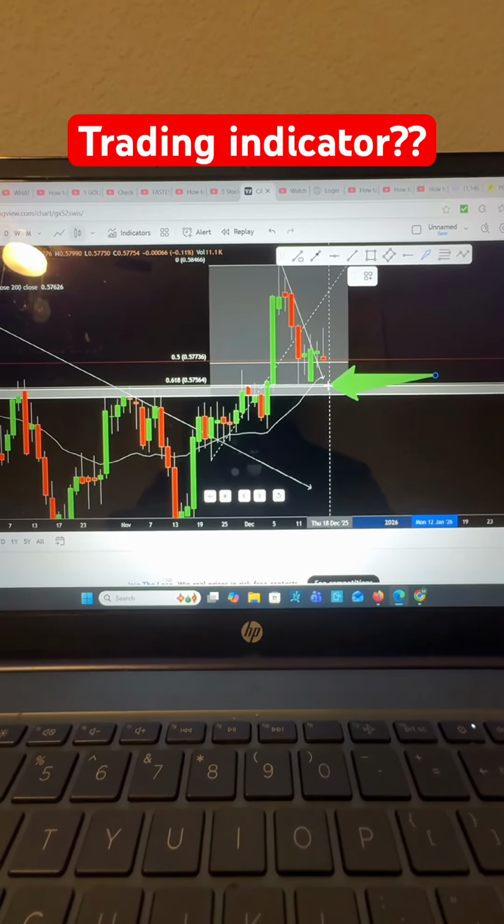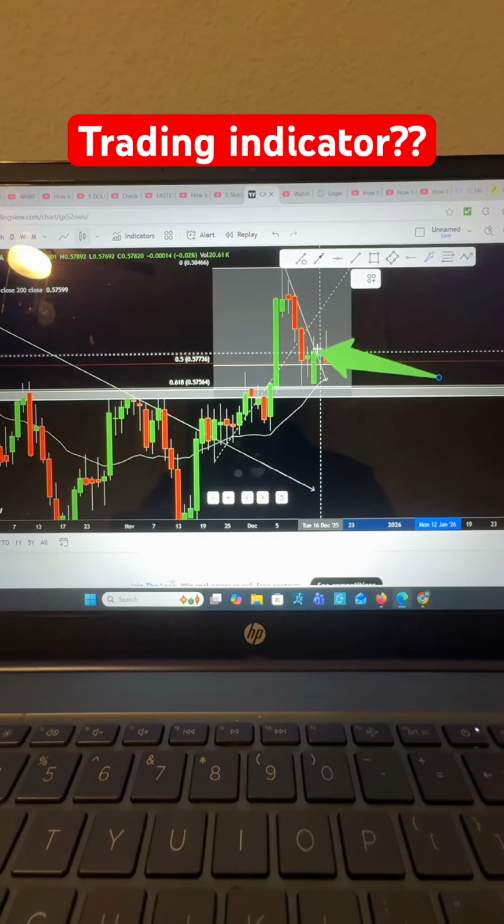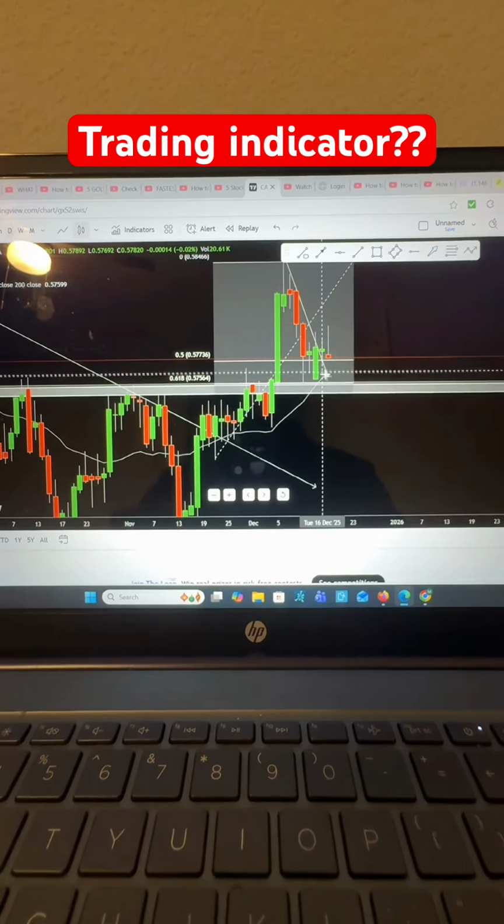Now this is probably a higher low, and we can see the fourth confluence that I use is a candlestick pattern. We can see this bullish engulfing candlestick. So these are the confluences that I use.